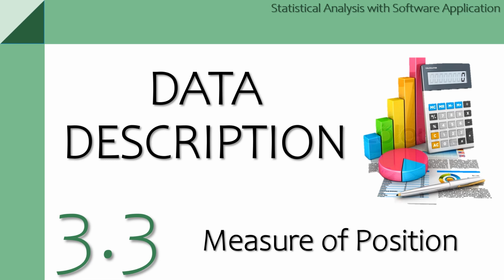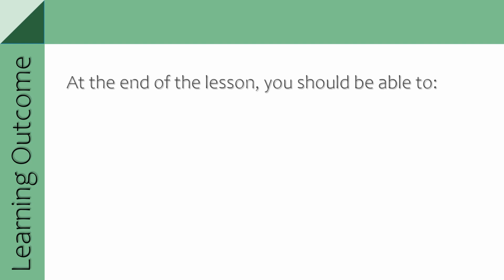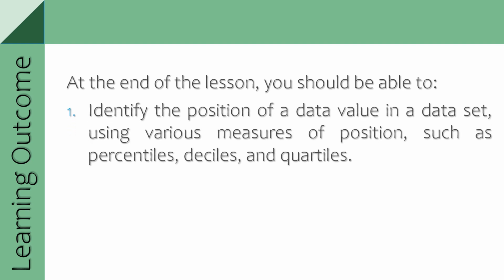So, good day everyone. We are now in the last lesson of chapter 3, which is the measure of position. For the learning outcome, at the end of the lesson, you should be able to identify the position of a data value in the data set using various measures of position such as the percentile, decile, and quartile. I don't know if you're familiar with this one, and if so, let's have a review and some further and deeper explanation and knowledge about this topic.